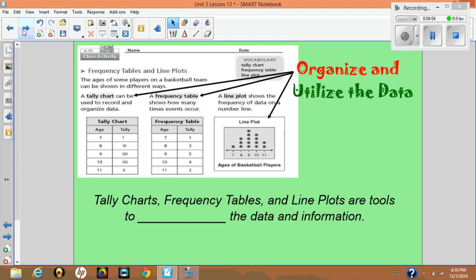So if we were to answer this question where we've left a blank, tally charts, frequency tables, and line plots are tools to blank the data and information. So think about it, and if you answered the question to organize the data and information, you are correct. It's simply a way for us to use the information that is available to us.